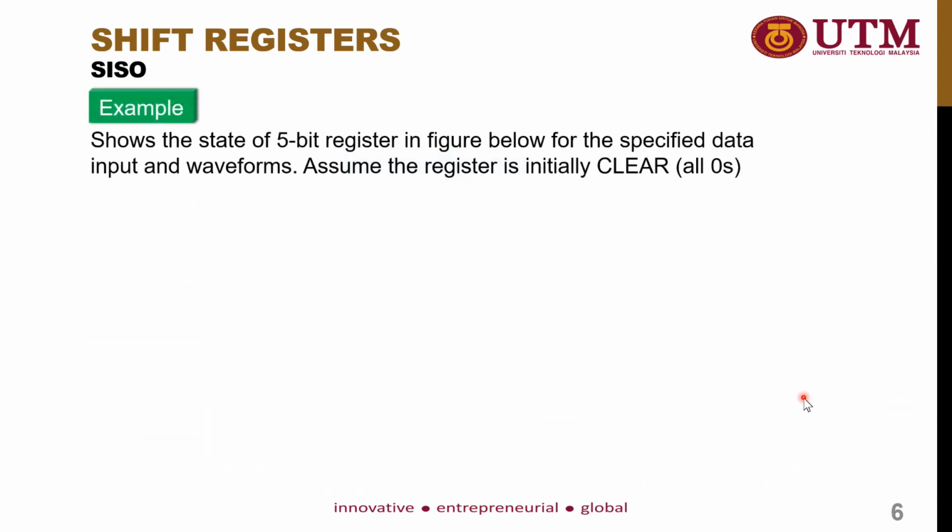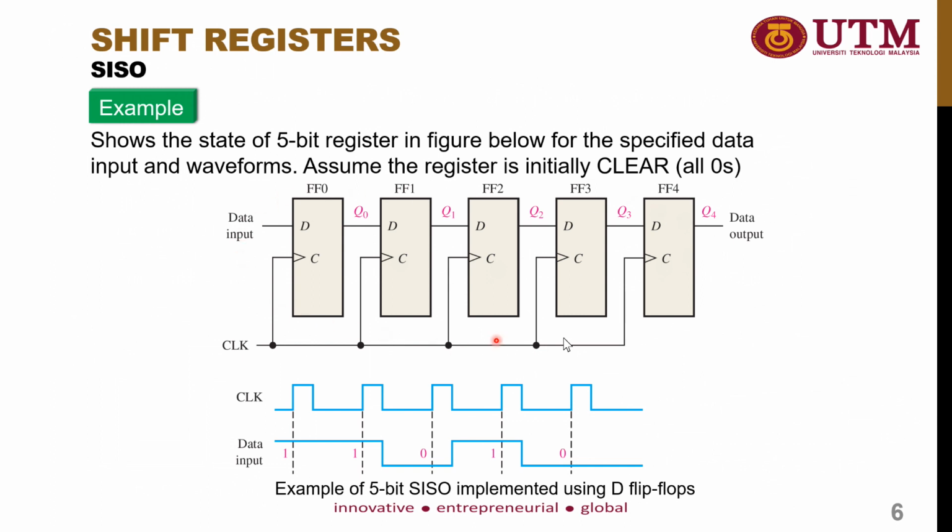Now I will show you an example of how serial-in serial-out works. The example shows the state of a 5-bit register in the figure below for the specified data input and waveforms. Assume the register is initially clear. From this example, you must assume the register is initially clear, and the shift register is 5 bits. So this is the circuit of the 5-bit register.